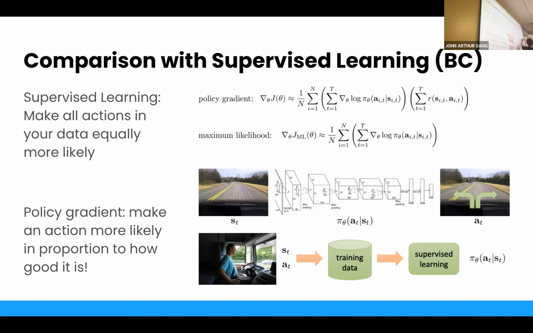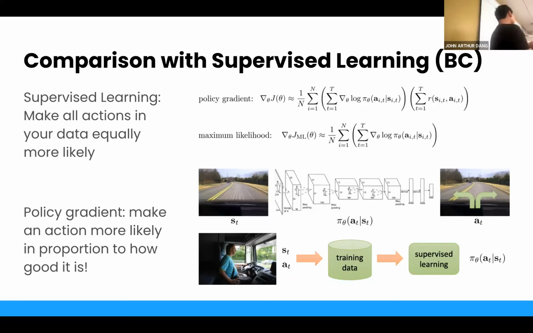The only difference is that with the policy gradient, we're multiplying by the total sum of rewards. So what's the intuition here? What we're doing in supervised learning or behavior cloning is trying to maximize the likelihood of the data we see collected from our experts.